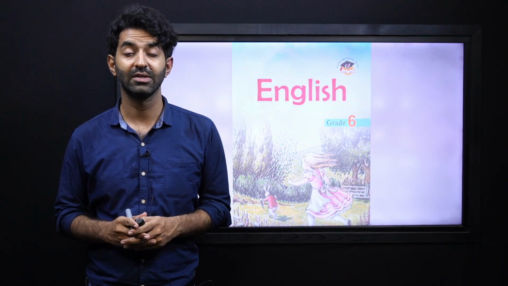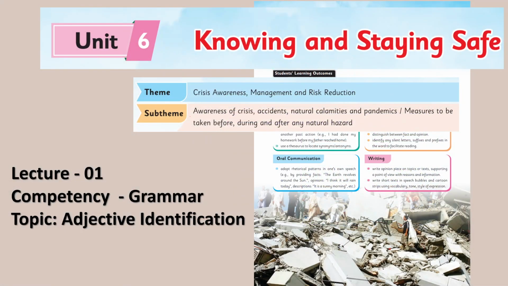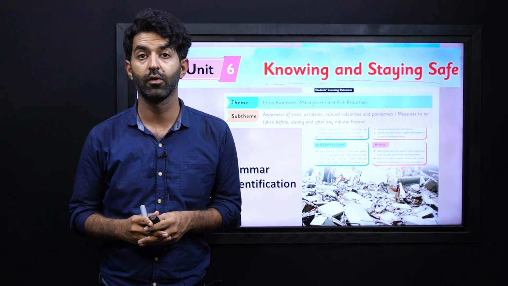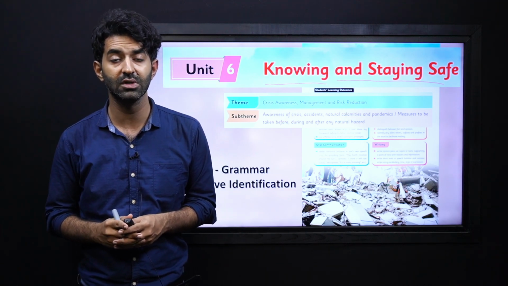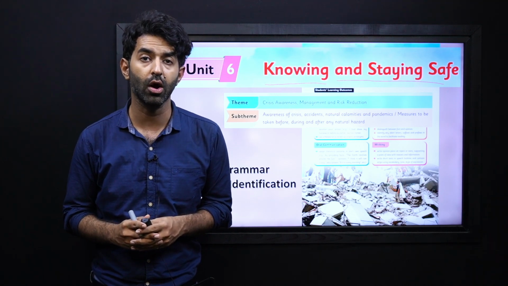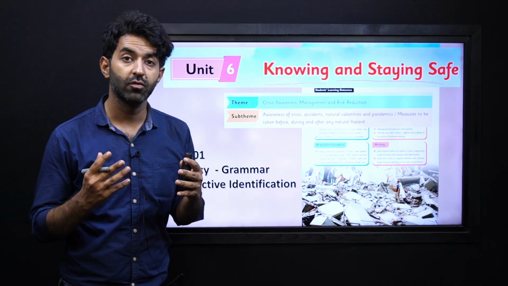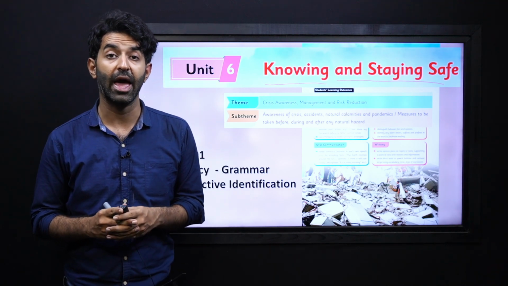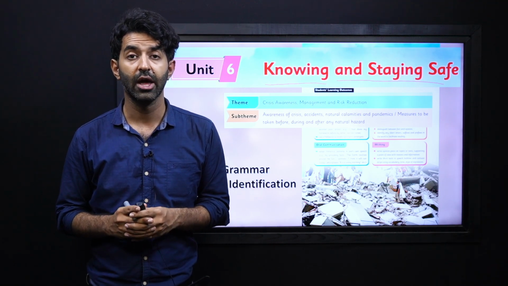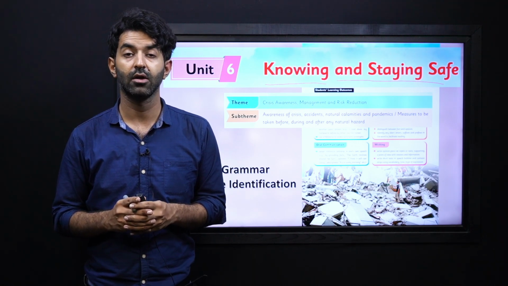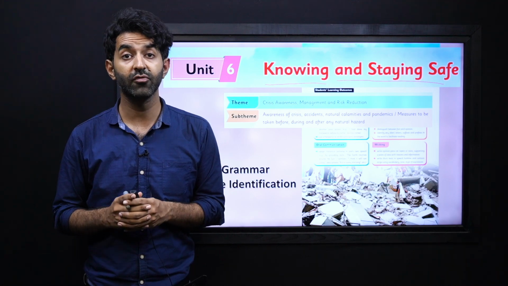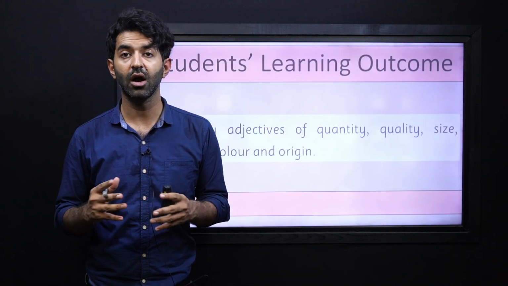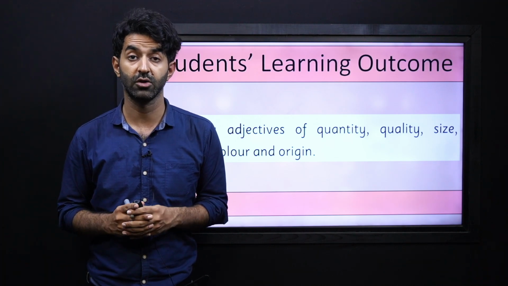Today we are going to start our unit number 6 and its title is Knowing and Staying Safe. Yes students, today we are going to cover a student's learning outcome of grammar competency. This is our lecture number 1 and we are going to talk about adjectives. We are very much aware of adjectives. It's a part of speech, and now we are going to see how we can identify different types of adjectives. Now let's read our students' learning outcome and see what we are supposed to do.